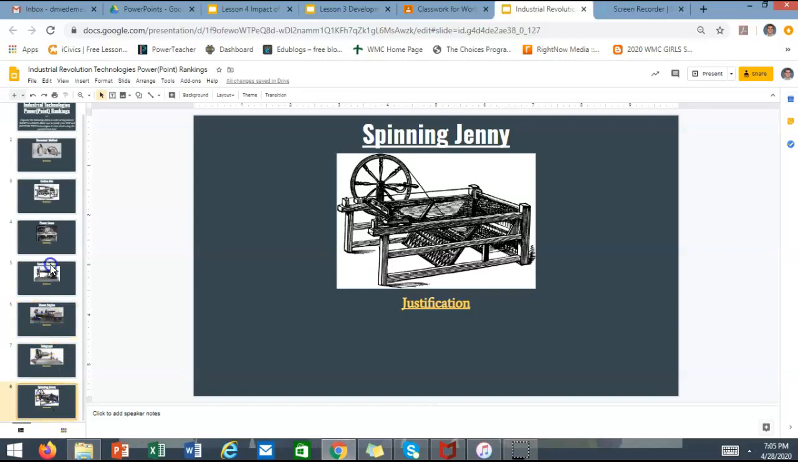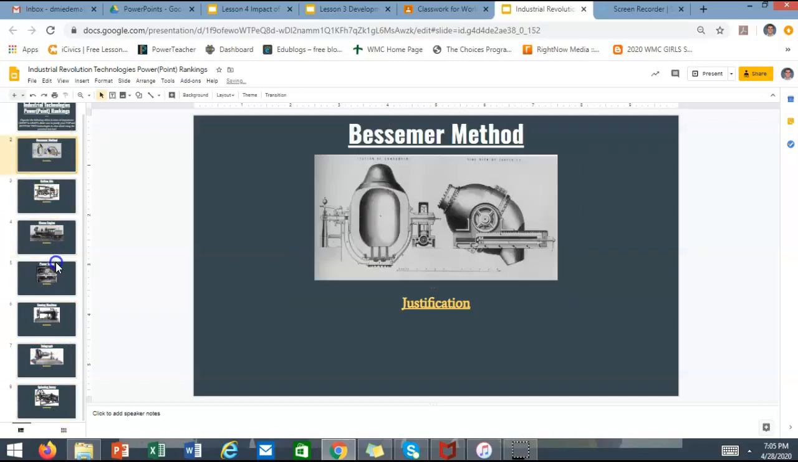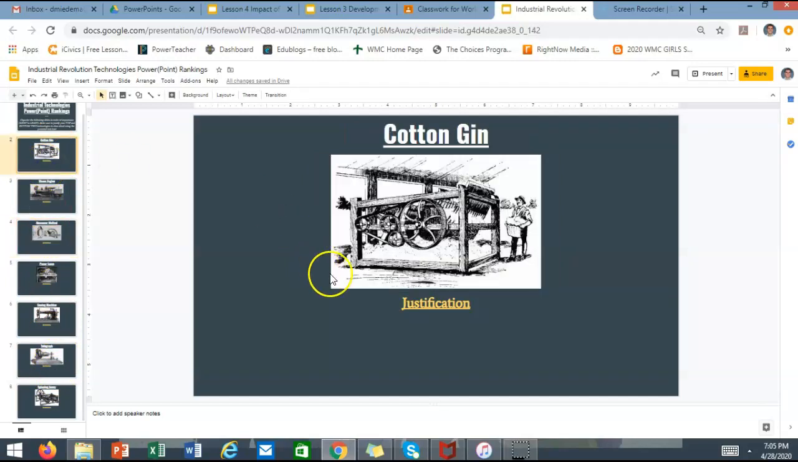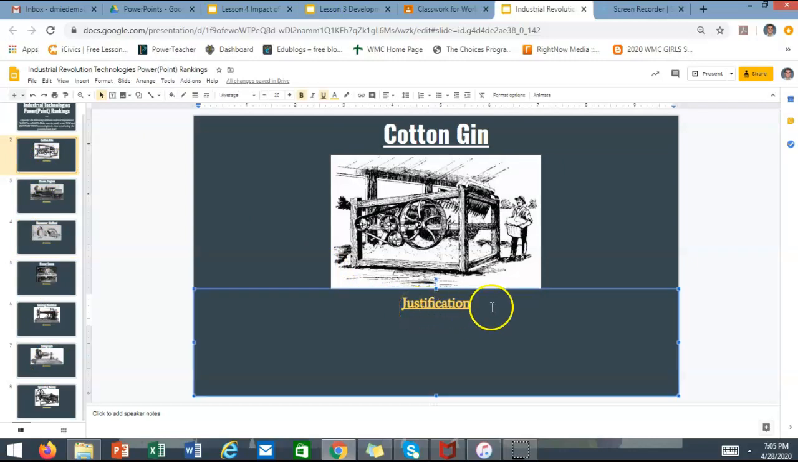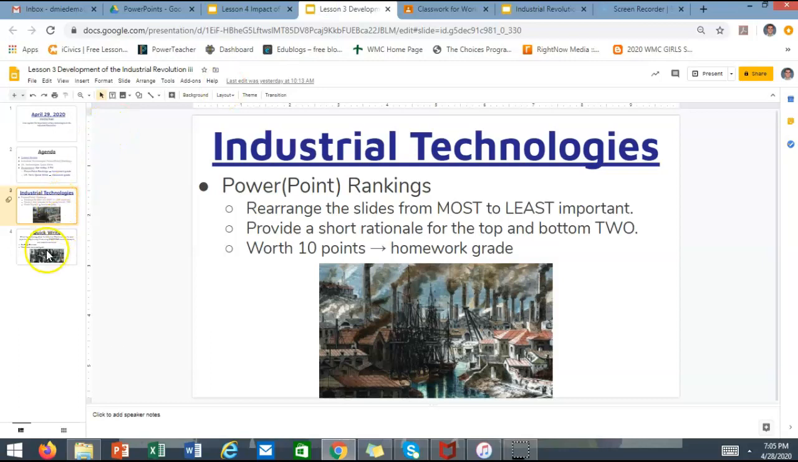That is the least. So I'm going to rearrange all these slides however you want, but know that the first 2 are the most important, the last 2 the least important. What you will do for the first 2 is in this text box that says justification below it, you are going to explain why you chose it as most or least important. And once again, you are only doing that for the top and bottom 2, most and least important. The middle 3 you can skip. I want you to rearrange them all, but you don't have to explain anything for the middle 3. So that's 10 points. That's a homework grade. That is due 3 p.m. today.